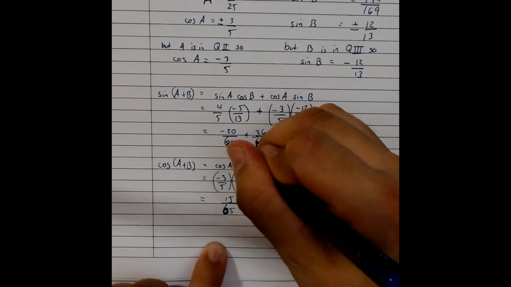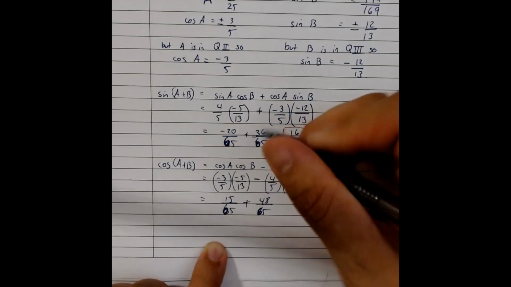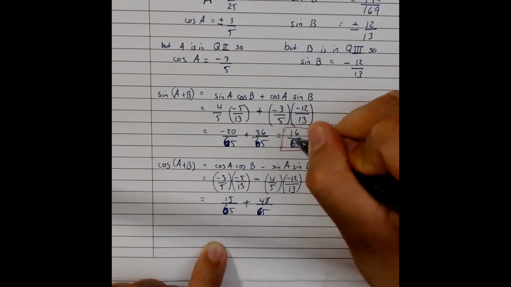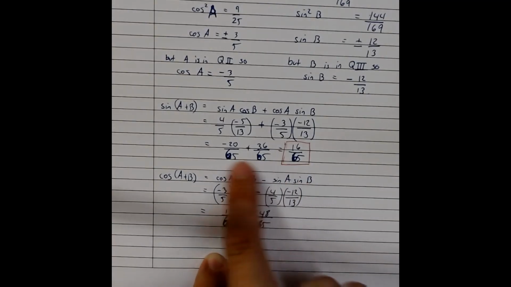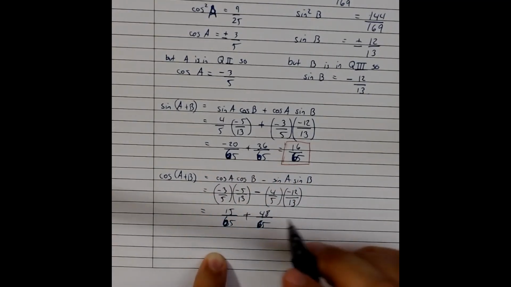My apologies. I was focused on making sure the numerators were correct. I got sidetracked a little. There we go. 16 over 65. That doesn't change anything about the nature of our answer. It was just a little misstep there.